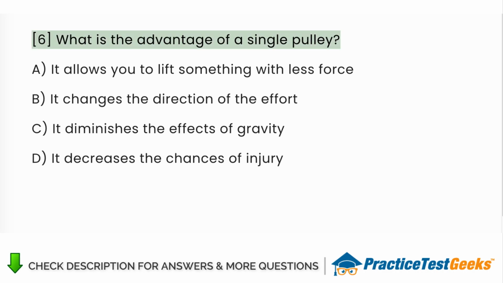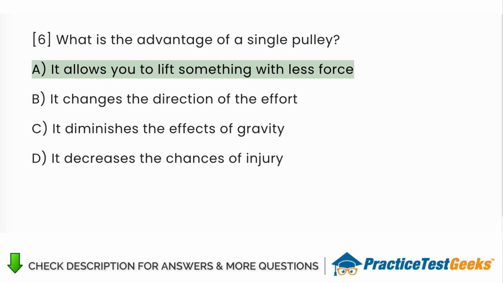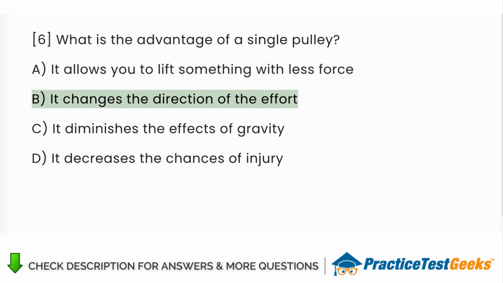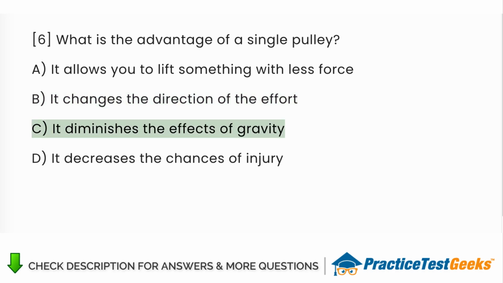What is the advantage of a single pulley? A. It allows you to lift something with less force. B. It changes the direction of the effort. C. It diminishes the effects of gravity. D. It decreases the chances of injury.